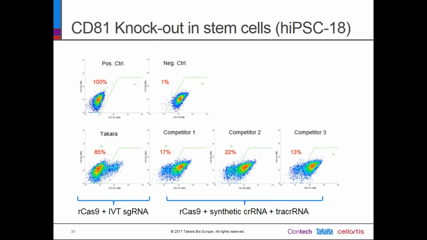We also compared our recombinant Cas9, you can see the result here, for the CD81 knockout in stem cells with other enzymes that are on the market. And so for our conditions, we combined our enzyme with guide RNA in vitro transcribed with our kit. And for the other enzymes, we combined the recombinant protein with synthetic CRISPR and tracer RNAs as recommended by the providers. And what you can see here is that we could achieve best efficiency in the iPS cell line when using our enzyme together with the in vitro transcribed guide RNA. So much higher genome editing efficiencies.